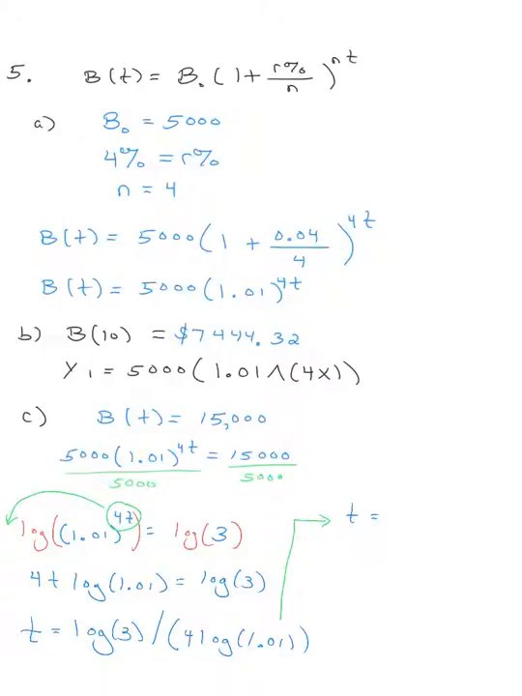I'm going to type this into my calculator just to get an estimate. So let's see. Okay, that's log 3 divided by parentheses 4 and then log of 1.01. And I get 27.602. It keeps going, and this is a pretty decent answer. So let's see. How long is that? That's years, but we have to be a little bit careful here.